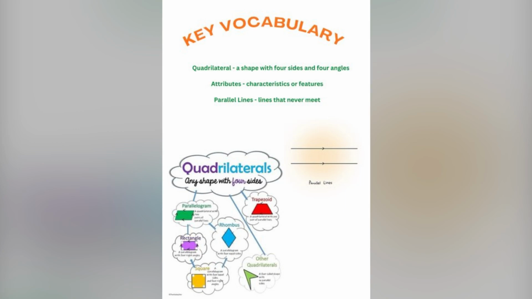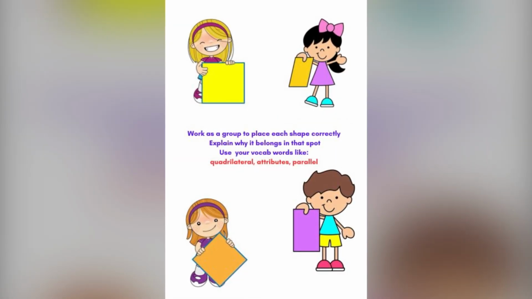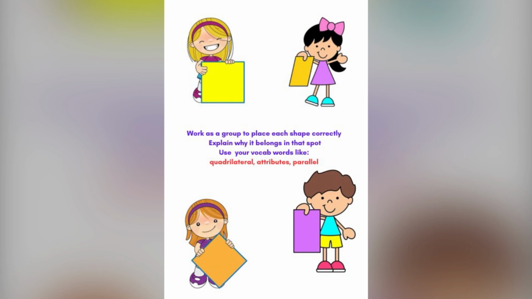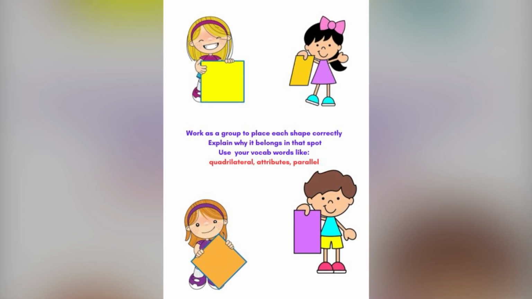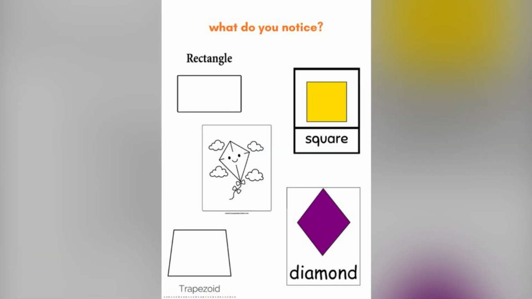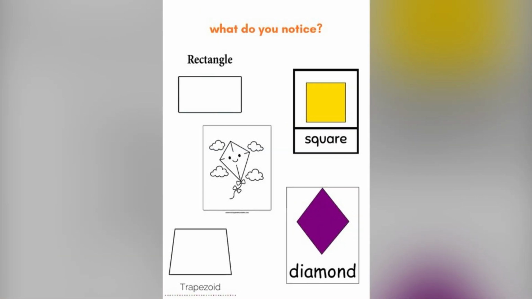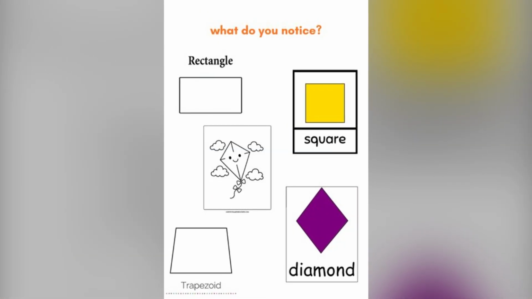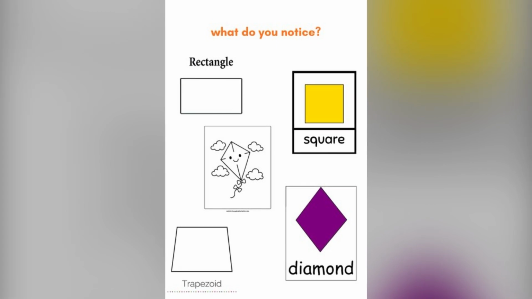Moving on to our next key vocab word, parallel. Parallel lines never meet. Think of a train track. They run by each other's side, but they never meet. As a group, let's work together to look at these quadrilaterals, point out their attributes, and point out parallel sides. Next, let's take a look at how these shapes are alike and how they are different.